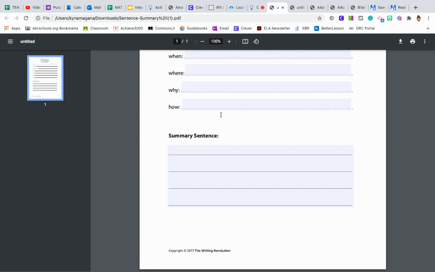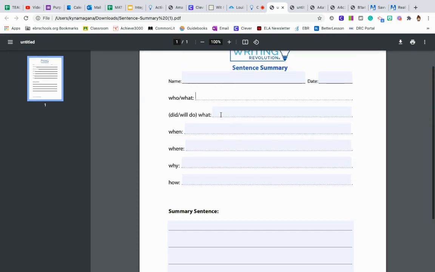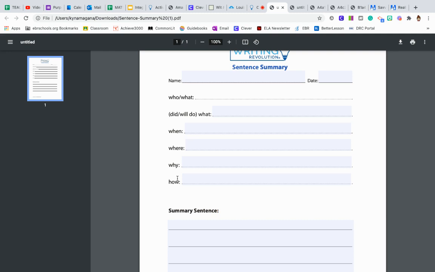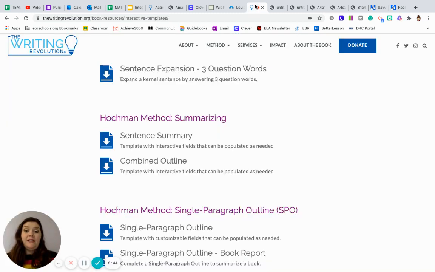So here on the sentence summary, they have the question words, and this is of course editable. So if there's a piece in here that you don't need, that's not appropriate, let's say "where," let's say that's not appropriate to what your students have just read, you can delete that. So you can customize these templates to be used in your classroom with your students, however is best suited for your students. Right? So they have these here, use them as guides, use them as templates.